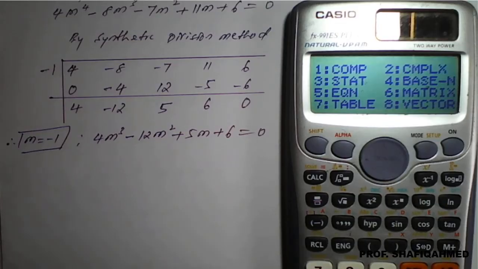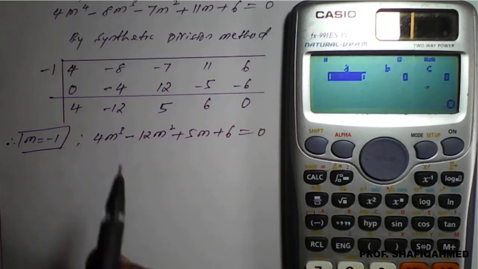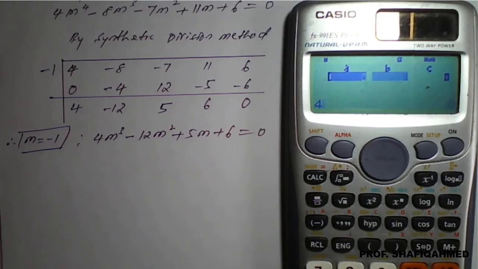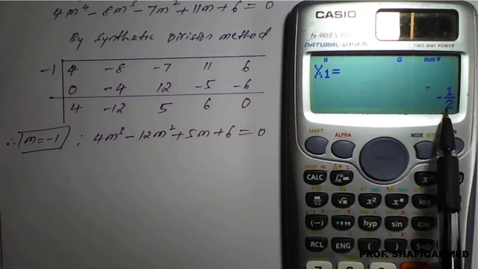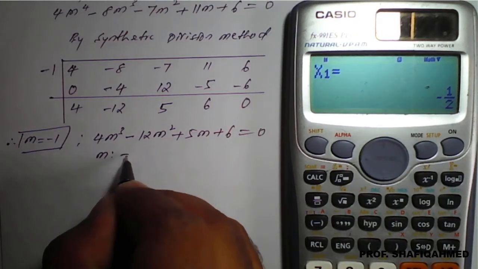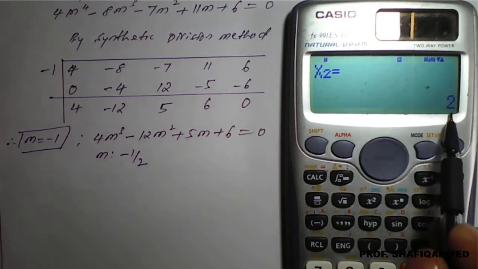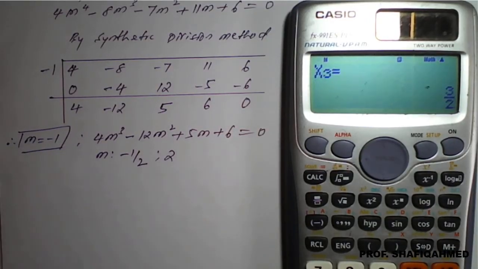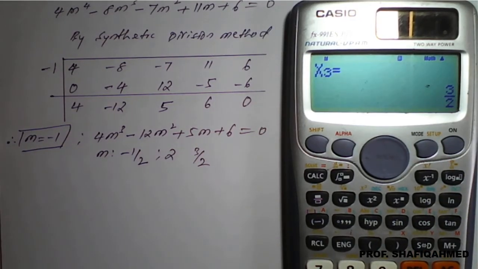Mode, then equation, then option 4 cubic. The coefficient of m^3 is 4, the coefficient of m^2 is -12, the coefficient of m is 5 and the constant is 6. Then see the first root: it's coming -1/2. Then equal sign, it is 2. Then you can see the third root as 3/2. So these are the roots. Let's see the solution now.